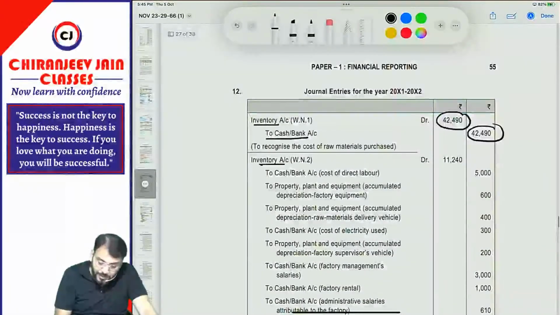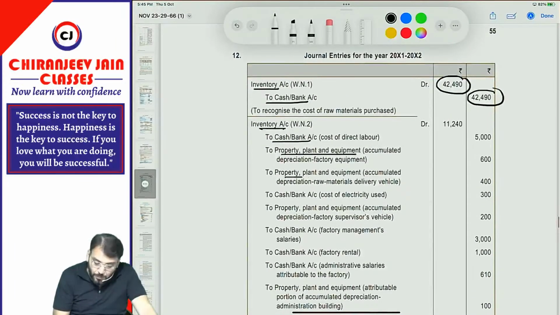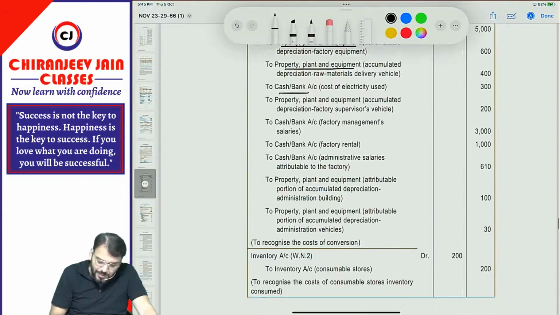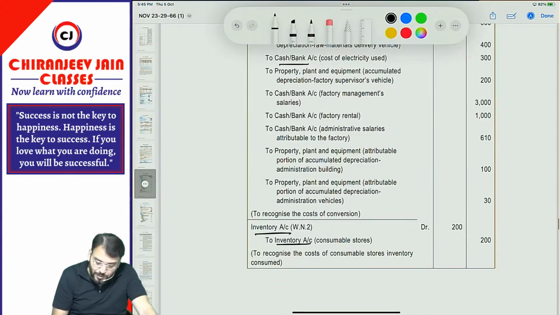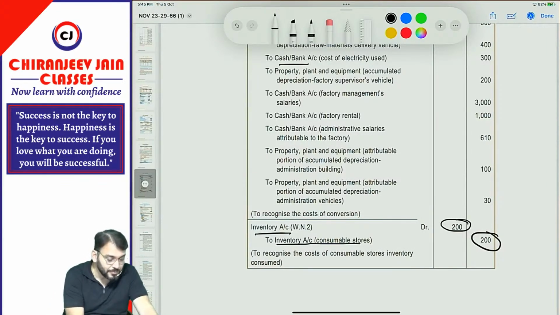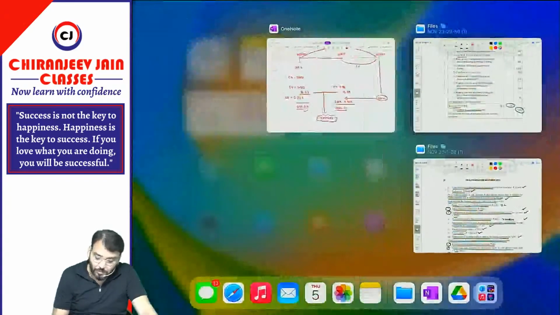You can see inventory account debit to cash or bank, property, plant and equipment, cash and bank. You can see that same journal entry they have done. Then lastly, inventory account debit to inventory consumable store 200. This journal entry they have done. Super easy, you can do it on your own. At final level, this is very easy. Got it? Simple. Correct? Yes, sir. Come to the next question.